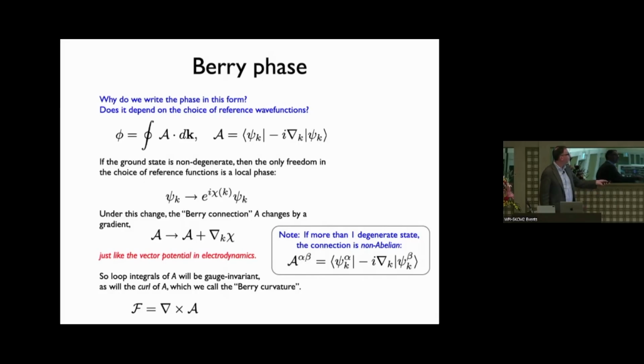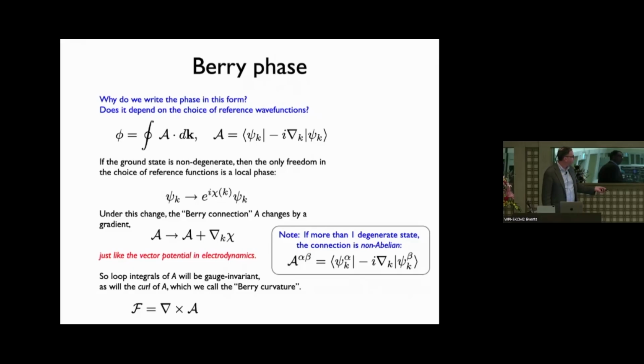Well, you can crank through the derivative, and you and I will disagree on the Berry connection, this A thing. We'll disagree by the gradient of the phase. But just like in electrodynamics, we know how to make things out of A that are gauge invariant, where here gauge is kind of like phase choice. So the simplest one is the curl of A, which is kind of like a magnetic field. In crystals, we call it the Berry curvature.